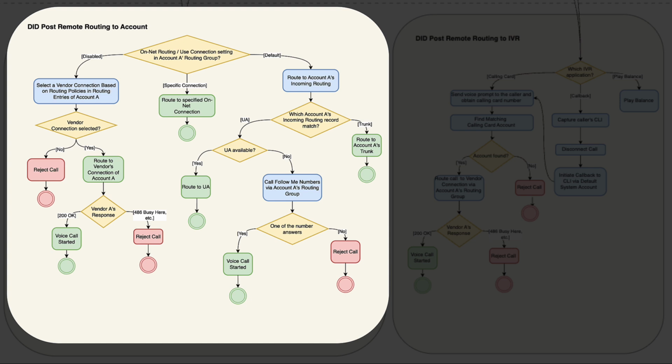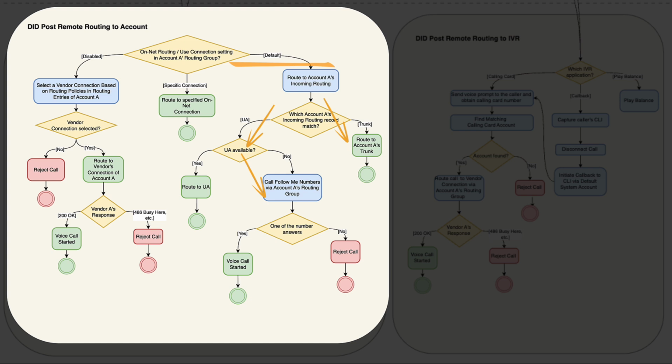The SIP request arrives from a DID provider and is authenticated via a DID pool remote authentication rule, then sent to account A, and what happens next depends on the on-net use connection setting. If it's set to default, the call goes directly to account A's incoming routing. From there it's sent to a user agent or PBX trunk depending on the configuration, and if the call reaches a user agent, the Follow Me feature can be applied.